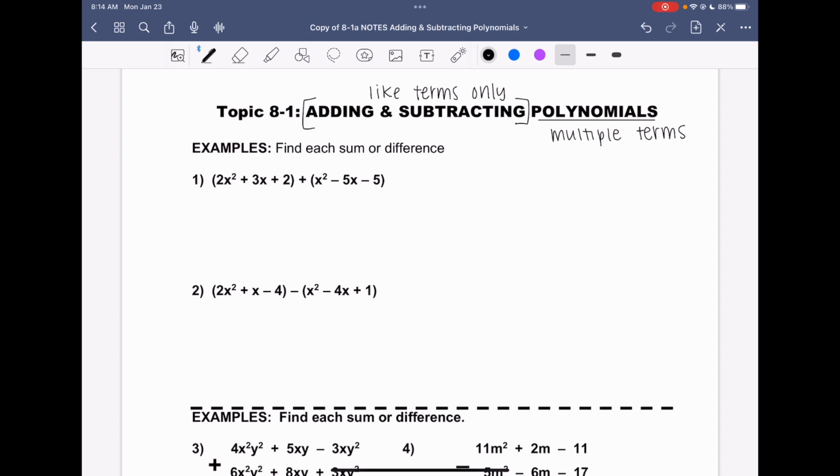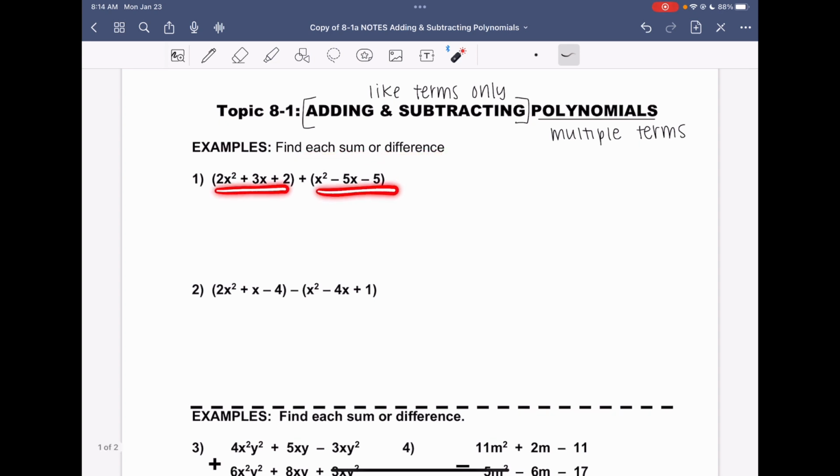So right here, we're going to find the sum and the difference of these polynomials. Okay, so this is just like the column trick, guys. And I want you to always take the sign in front. So if you look at the top left corner of your notes, it says always take the sign in front. Okay, so in reality, we have x squareds, we have x's, and we have numbers.